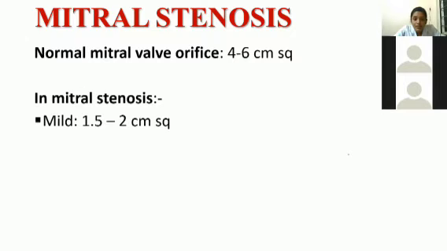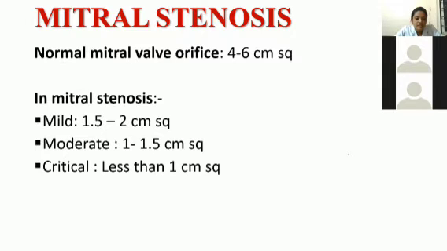But in mitral stenosis, the mitral valve is not opening properly. If it is a mild condition, there will be a 1.5 to 2 centimeters square opening. If it is a moderate condition, only a 1 to 1.5 centimeters square opening will be there. And if it is a critical or severe condition, only less than 1 centimeter square opening will be there.